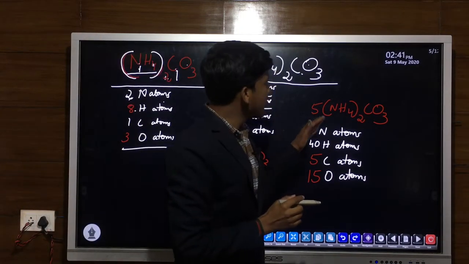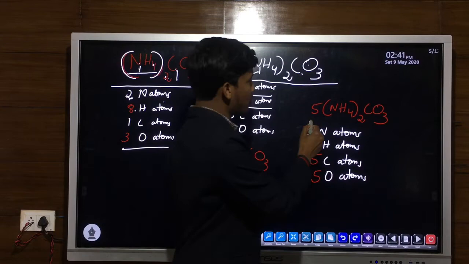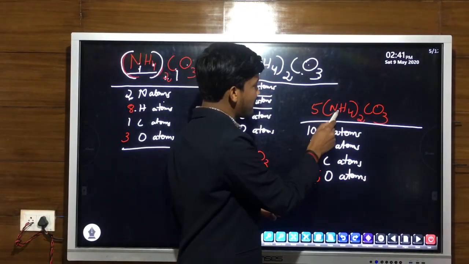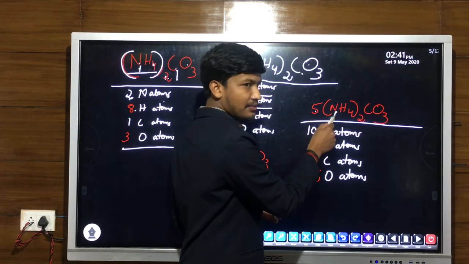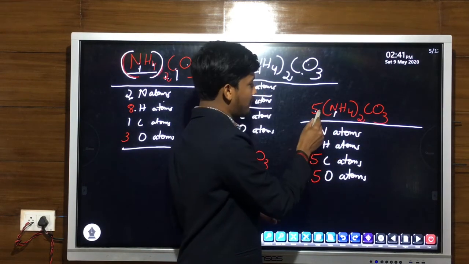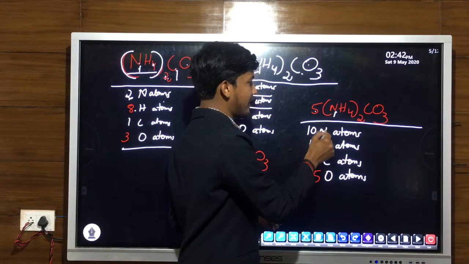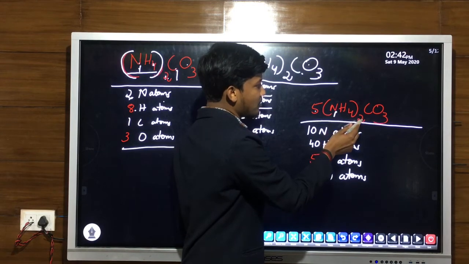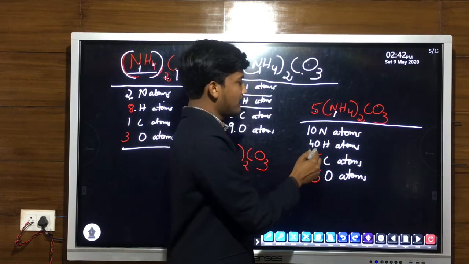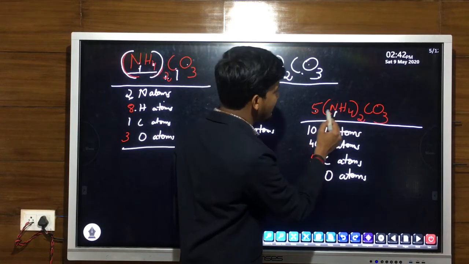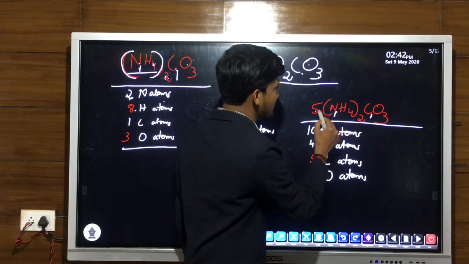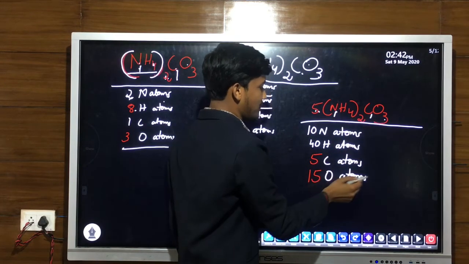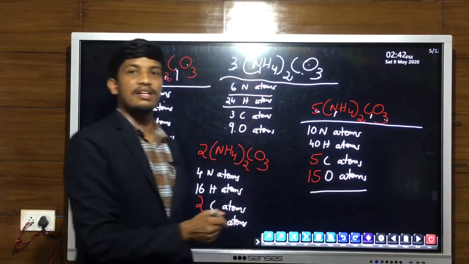Now the next one, 5(NH4)2CO3, the coefficient is 5. So we have to multiply by 5. 5 into 1 is 5, 5 into 2 is 10, 10 N atoms. Now hydrogen, 5 4s are 20, 20 into 2 is 40, 40 hydrogen atoms. Now carbon, 5 into 1, 5 carbon atoms. Oxygen, 5 into 3, 15 oxygen atoms.